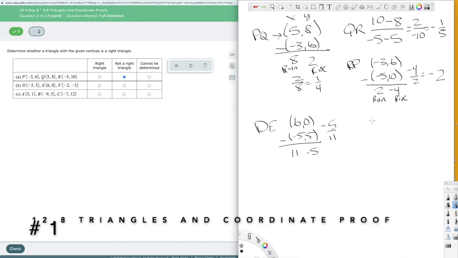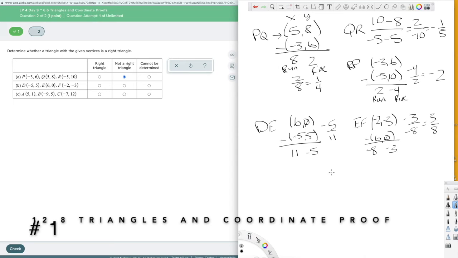And then we're going to do EF. So I have (-2, -3) and (6, 0). No, I didn't cross off my zeros there. So I end up with -3 minus 0, which is just -3. -2 minus 6 is -8. So I end up with -3 over -8, which turns into 3 over 8. Two negatives make a positive.